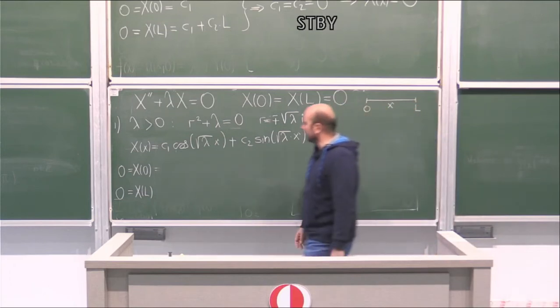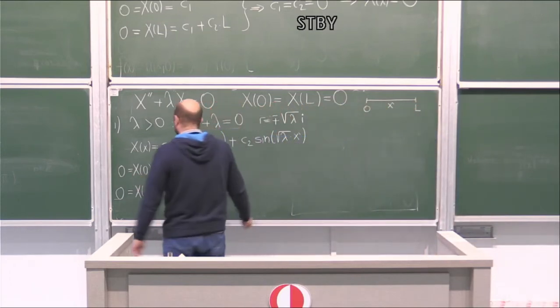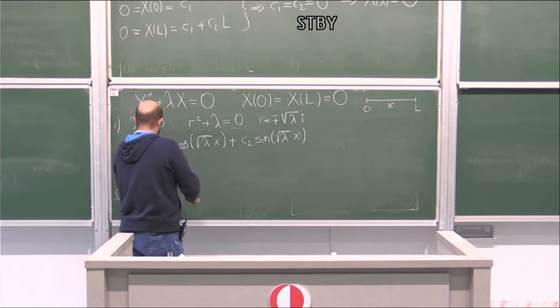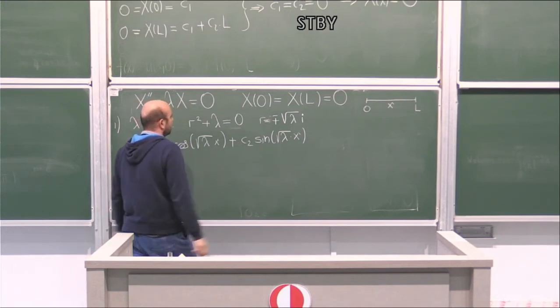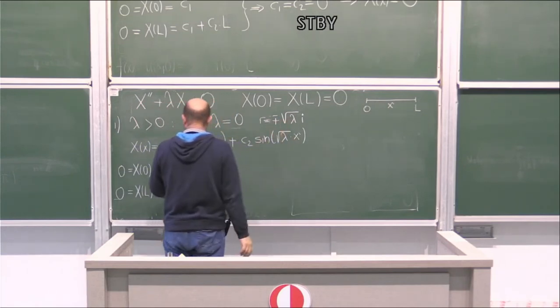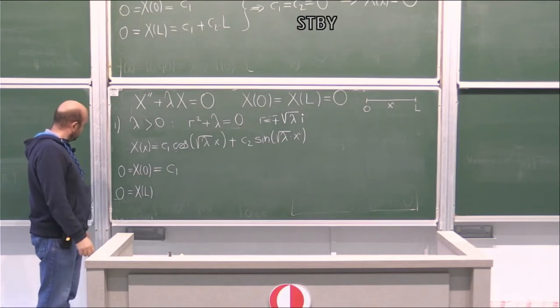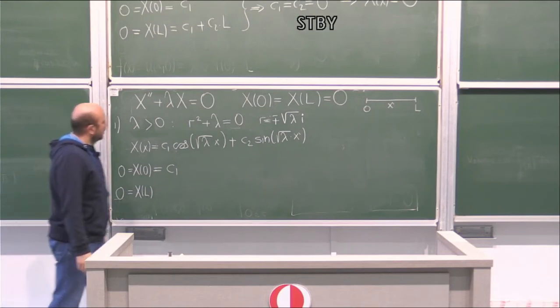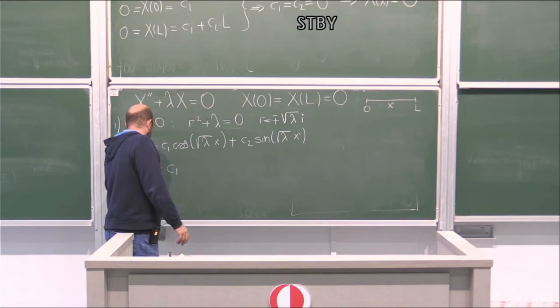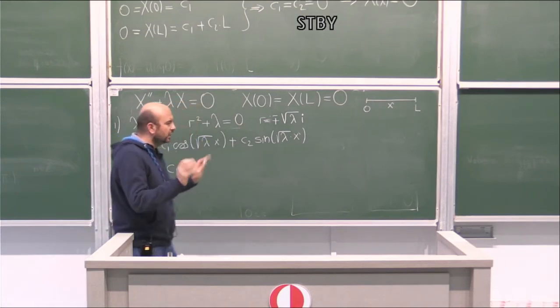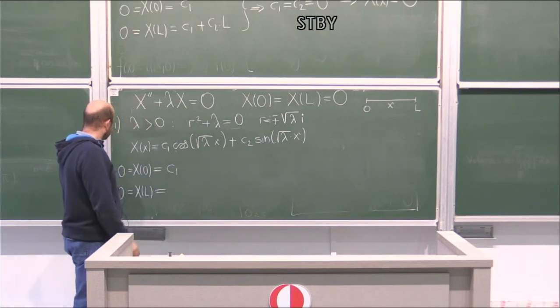So now when I plug in 0, I must get 0. If I plug in 0 here, cosine 0 is 1, so I have C1. But sine 0 is 0, so that's it. So it says that C1 is 0. We were expecting maybe, again, we will have a 0 solution. But there's only one final hope left. So if I plug in L, I must get 0.